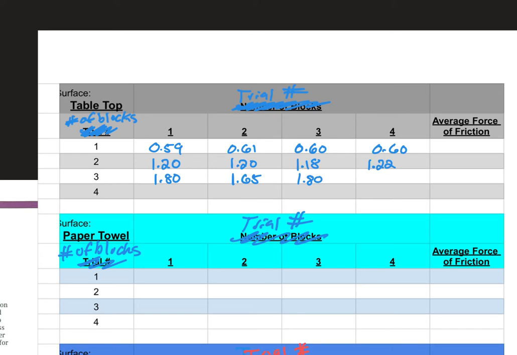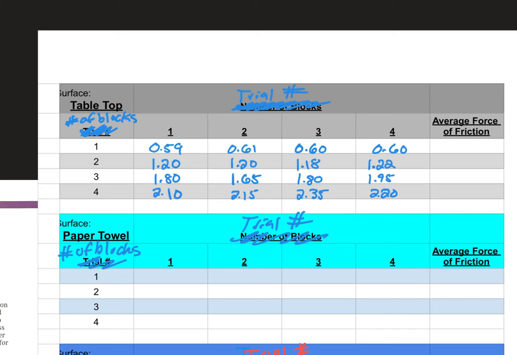All right, for three blocks, notice what happens to our force of friction. So 1.80, 1.65, and 1.95. And our final one, once we add the fourth block, our force of friction was 2.10, 2.15, and 2.20. Oops, sorry. So for that third trial, you should have 2.35 and then 2.20 for trial 4.